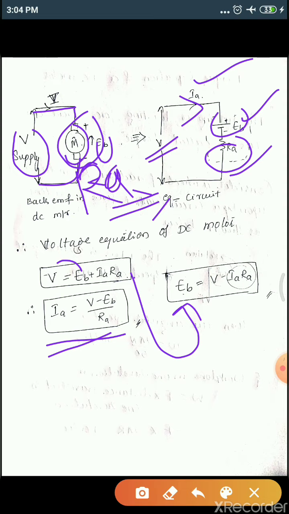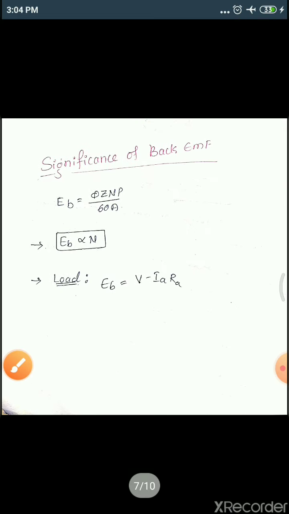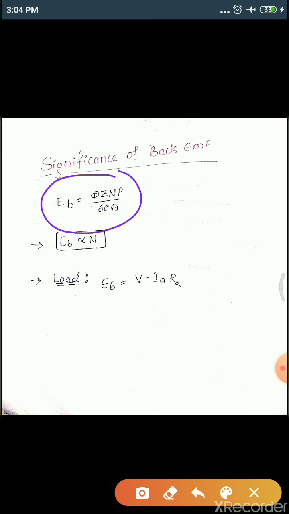Okay, so now we'll see the significance of this back EMF. Remember one thing: in this equation EB is equal to ΦZNP by 60A. Once you have constructed the DC motor or machine, P remains the same. Okay, right?